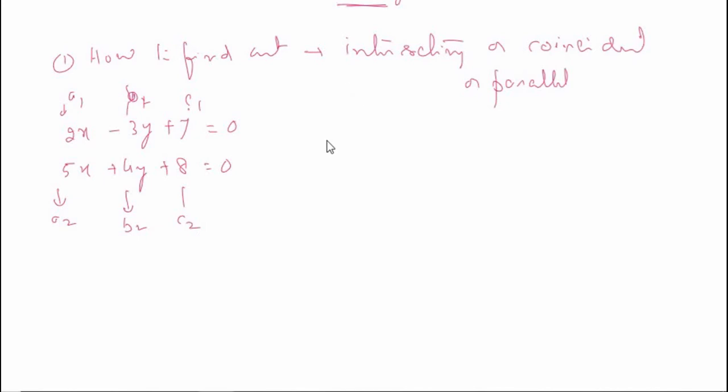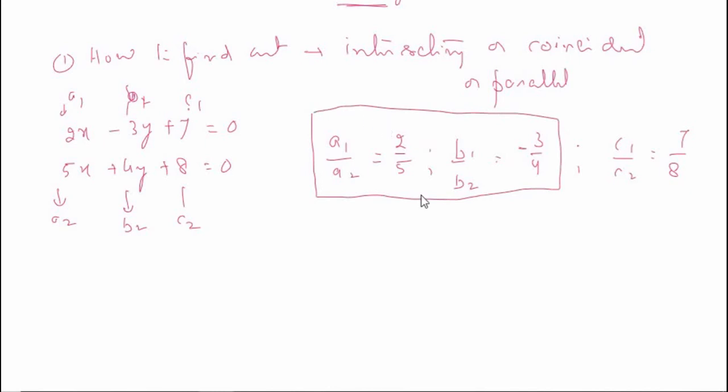Now let us calculate a1 by a2. a1 by a2 equal to 2 by 5. b1 by b2 equal to minus 3 by 4. c1 by c2 is 7 by 8. Now we will first consider these two, a1 by a2 and b1 by b2. Now here a1 by a2 is not equal to b1 by b2.